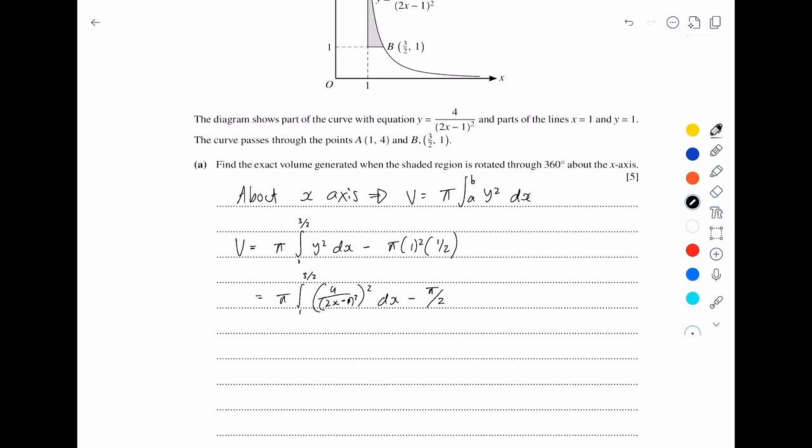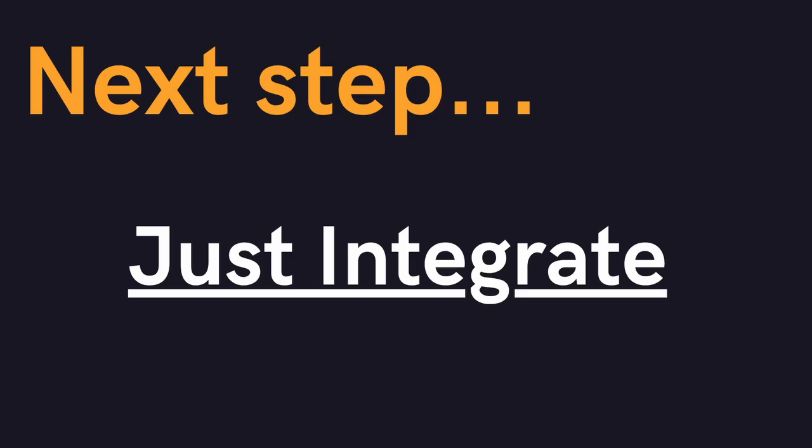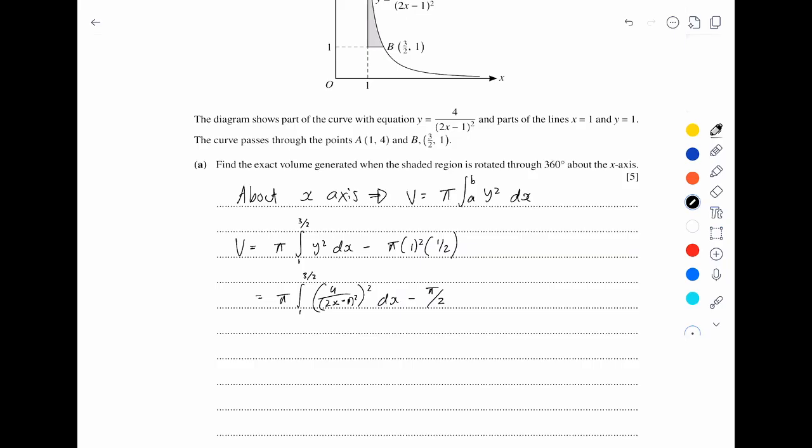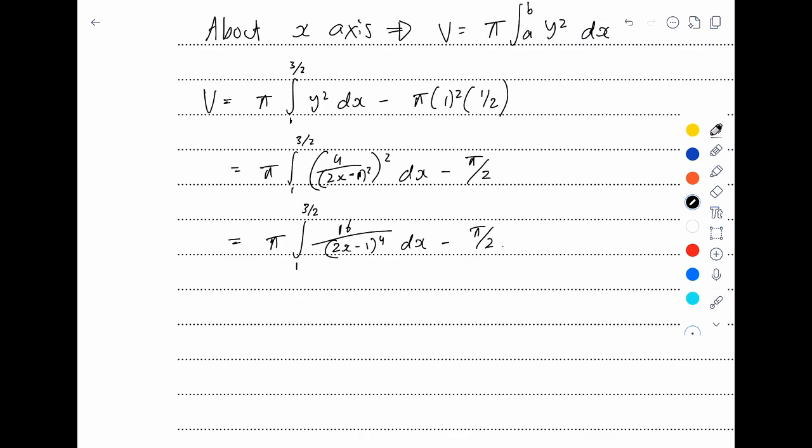This is great because it means we've just got past the hardest part of part A, which is really just an intuitive understanding of how the volume of a cylinder would look in this specific context. All we have to do now is integrate. And when we do that, we get 16 pi times the integral between 3 over 2 and 1 of (2x minus 1) to the power of negative 4 dx, minus pi over 2.